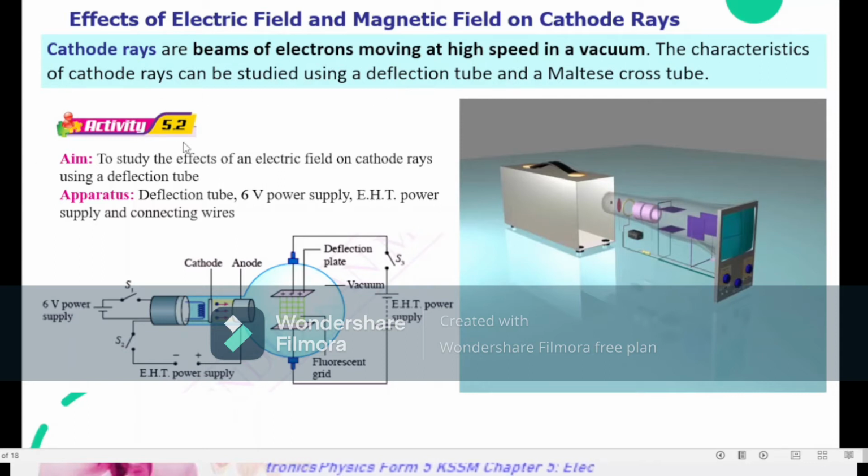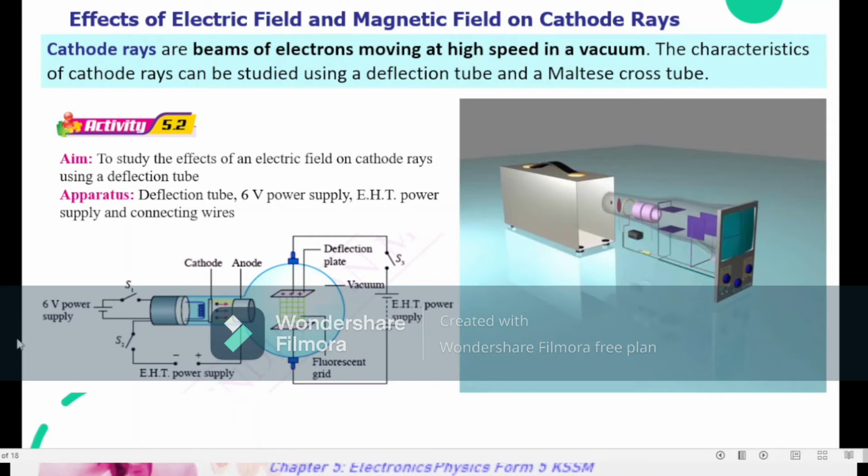Let's look at Activity 5.2. The aim of this activity is to study the effects of an electric field on cathode rays using a deflection tube. Apparatus required: deflection tube, 6-volt power supply, EHT power supply, and connecting wires.